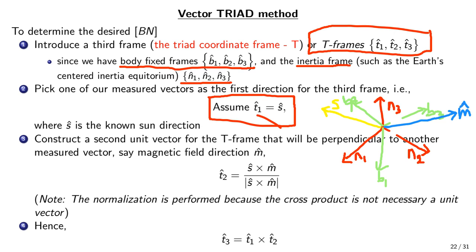Now you want to assume something. Your assumption will be that your S will be equal to your T. That's the first assumption. Then you need to construct a second unit vector. This is where I am. For this, that will be perpendicular to another measured vector, say your H.